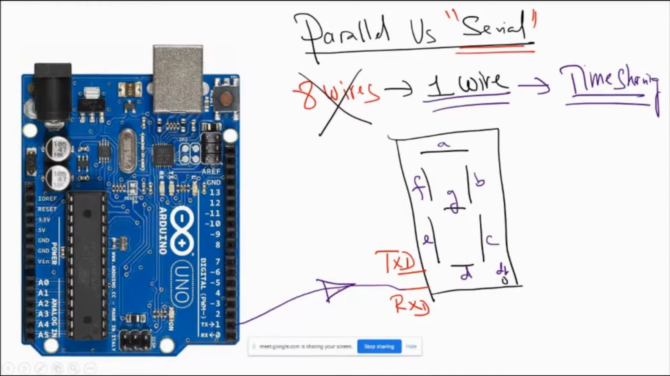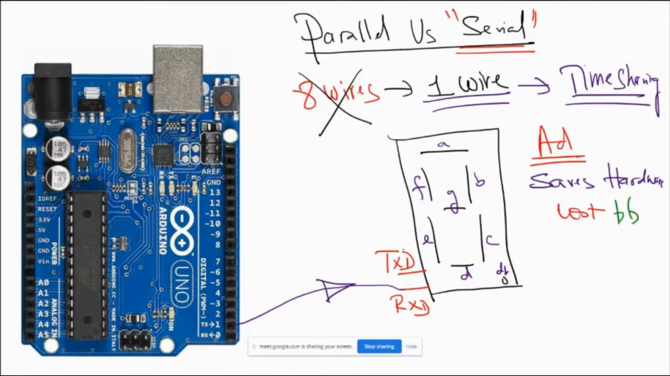I use only one wire and I send the information for each segment one at a time by the time sharing technique. Thereby, I end up using only one wire for transmitting data from the Arduino to the 7 segment display instead of using 8 wires. So the biggest advantage in serial communication is it saves you a lot of hardware. Therefore, the cost of the hardware drastically comes down.